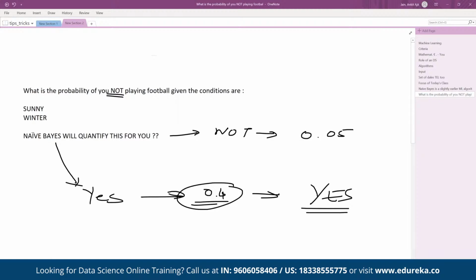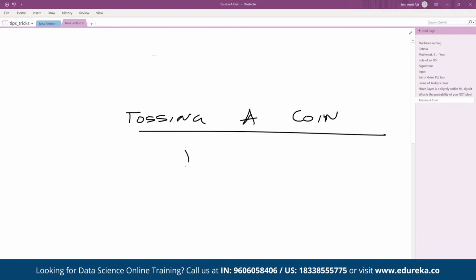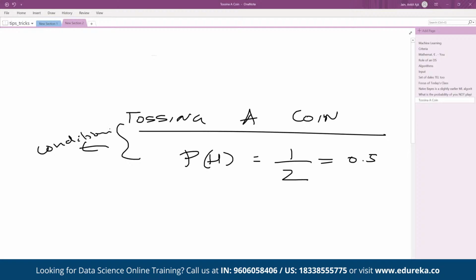Now this is not normal probability. Why is this not normal probability? I'll explain. Suppose I ask all of you, I am tossing a coin. What is the probability I will get head? It is 1 by 2, right? It is 0.5, correct? Did I put any condition on you? No, I did not put any condition on you.